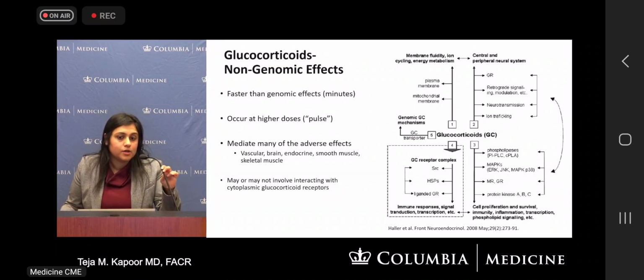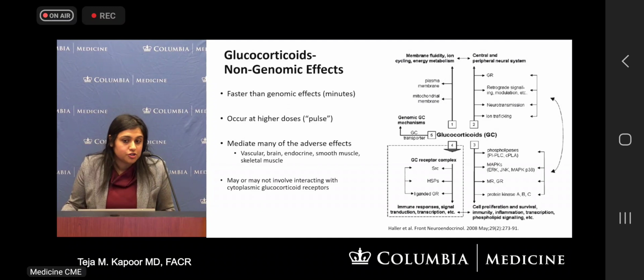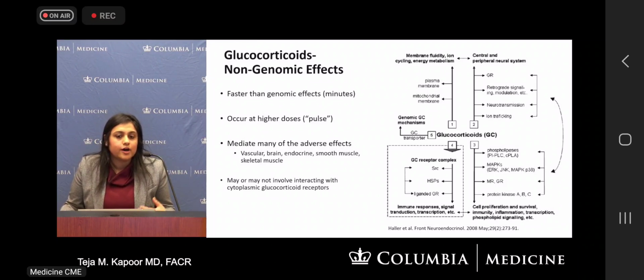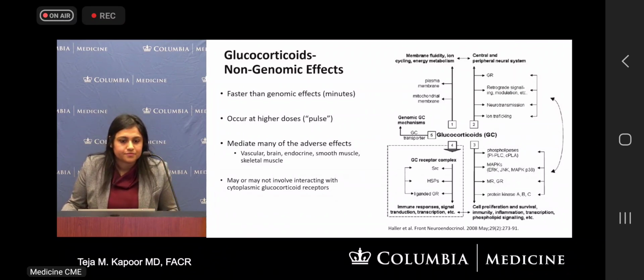At very high pulse IV steroid ranges, you can have faster non-genomic effects that may not necessarily involve the cytoplasmic steroid receptors, and instead are mediated through other modalities. These modalities include the calcium-sodium cycling across the plasma and mitochondrial cell membrane. It has an effect on heat shock proteins. They turn on and off kinases in the cytoplasm. And this leads to other effects of steroids, such as the vascular effects like hypertension, or neurotransmission leading to that feeling of euphoria or mood changes, the endocrine effects, or the smooth muscle effects or the skeletal muscle adverse effects.